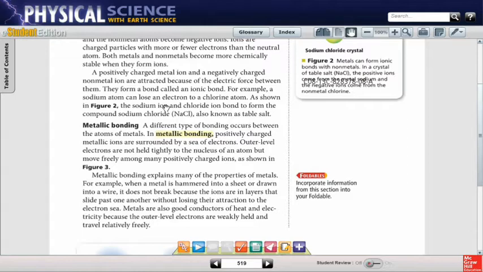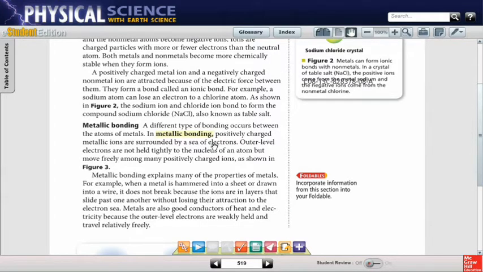Okay, here we go. Metallic bonding. A different type of bonding occurs between the atoms of metals. In metallic bonding, remember, that's a word that you have to define. That's a word you should write down. If it's in yellow here, it's important. In metallic bonding, positively charged metal ions are surrounded by a sea of electrons.